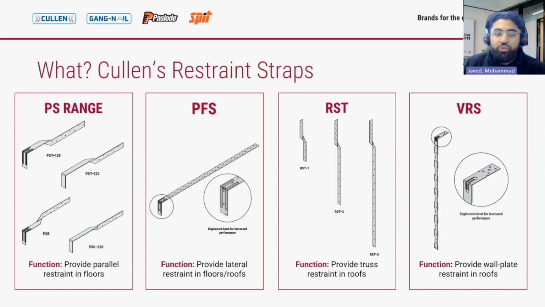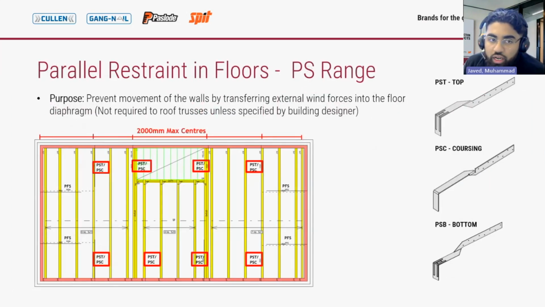Okay, so let's move on to the applications for these, starting with parallel restraint of domestic floors. Our PS strap range prevents the movement of the walls by transferring external wind forces into the floor diaphragm. The straps are installed parallel to the joists, hence the name parallel restraint. We have our PST strap, which is fixed in line with the top of the joist, our PSB strap, which is fixed in line with the bottom of the joist, and our PSC strap, which is fixed in line with the coursing of the blockwork when the joist protrudes above the coursing.